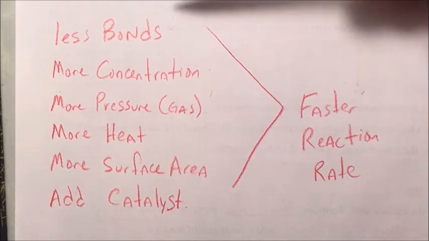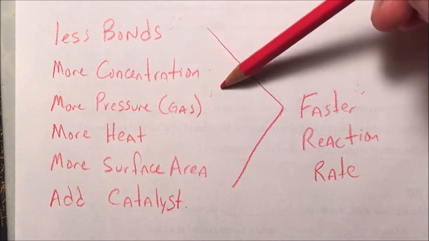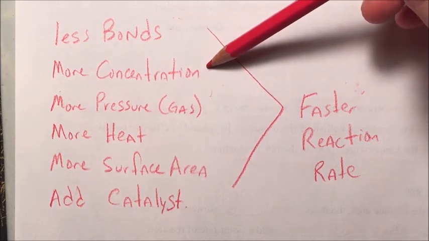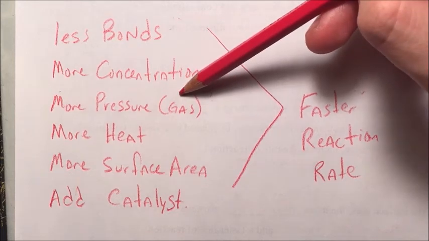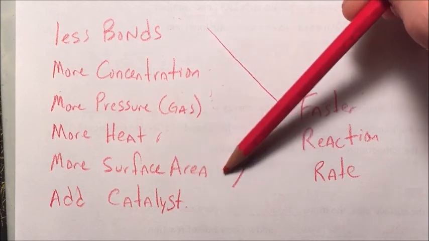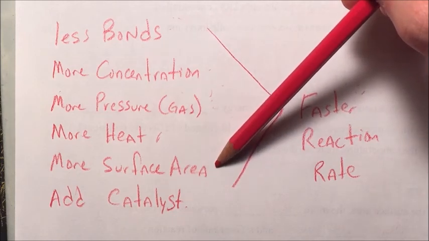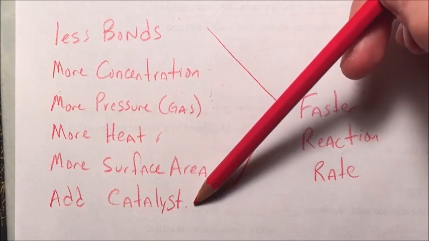The way that we can improve the likelihood of having a chemical reaction and having those effective collisions is by doing the following. Having compounds that have less bonds in them, having more concentration of our reactants, increasing the pressure if we're talking about a gas, adding heat, increasing the surface area either by breaking the compound down into pieces, and adding a catalyst.